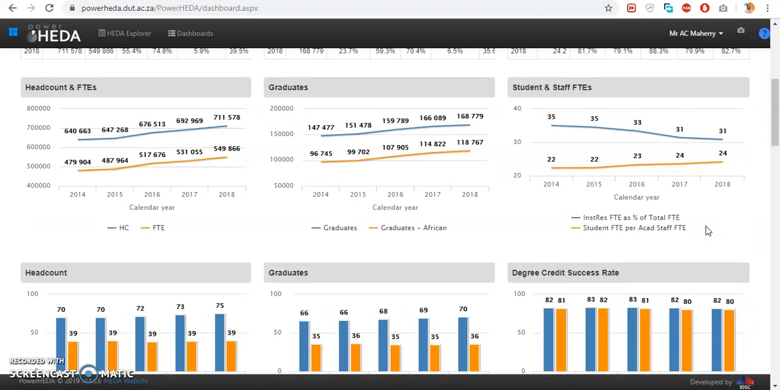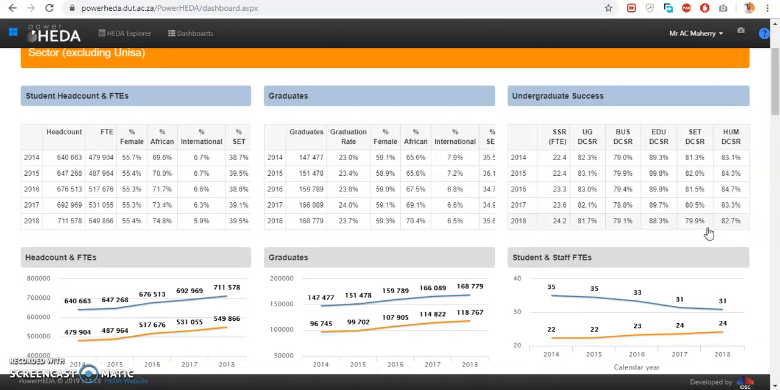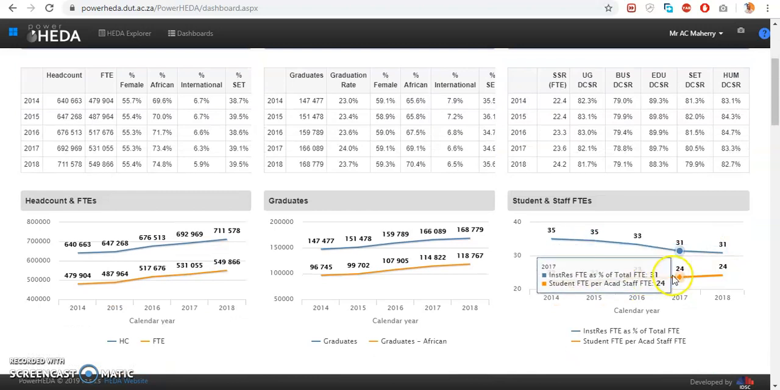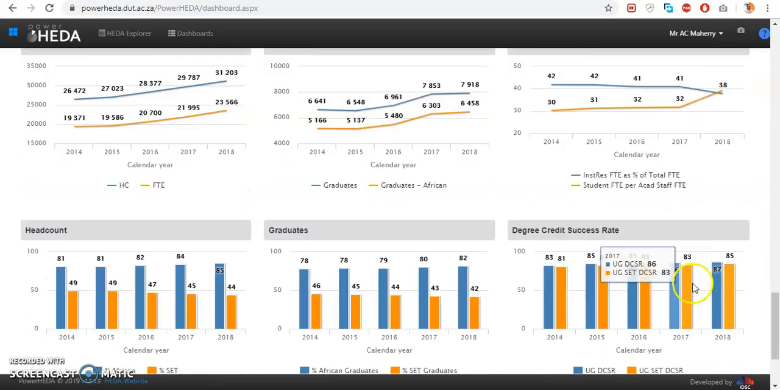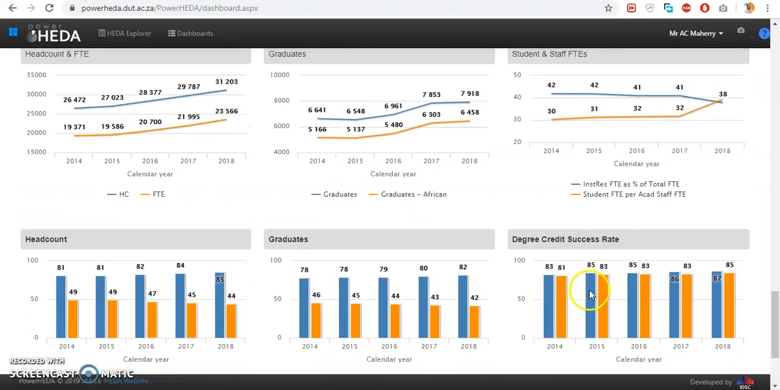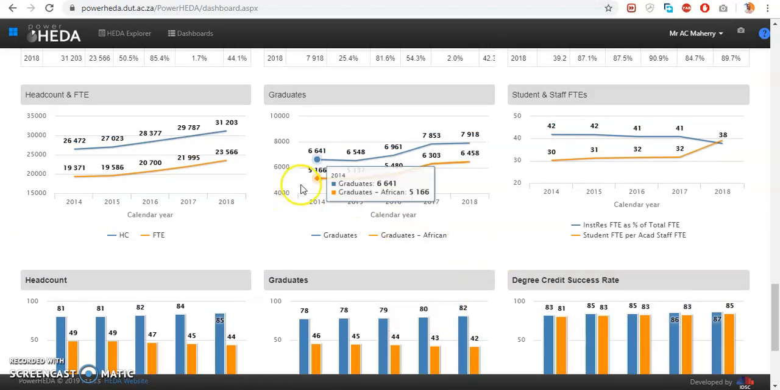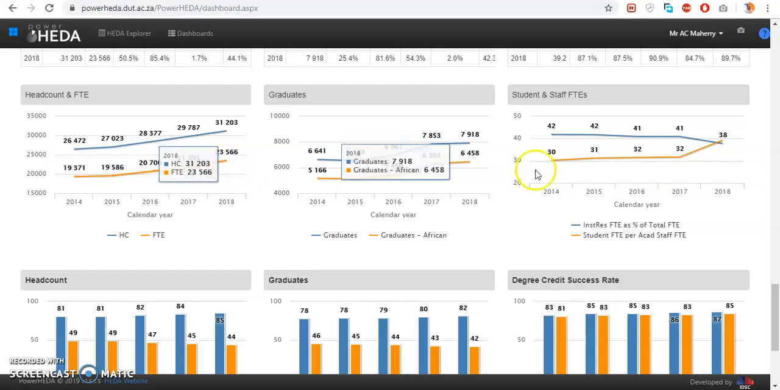If you have a look at the sector, excluding UNISA, you can see there has been a slight increase over time between the students and staff FTE ratios. However, in order to see where this sits and why this is the case with DUT, you can have a look over here and you can see how the graduates and their headcounts have just been increasing over time. So you've had this increase in students, which has resulted in an increase in the student to staff FTE ratio.